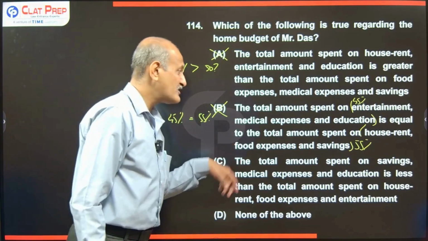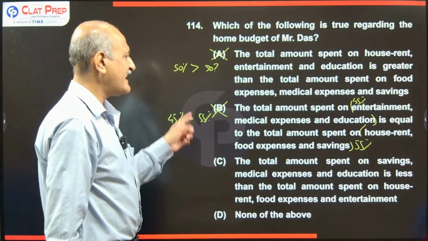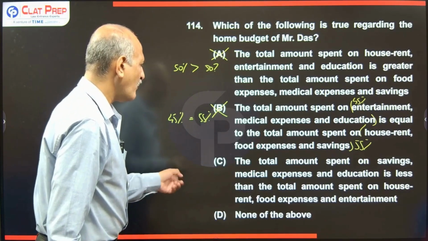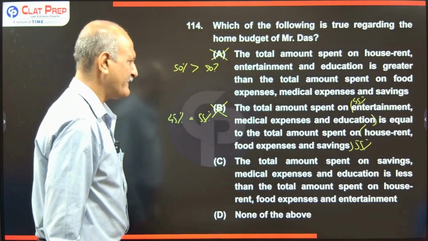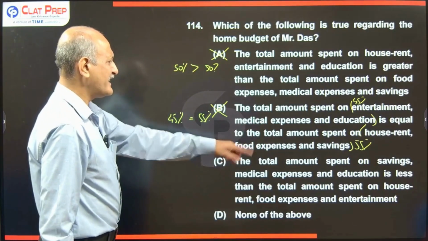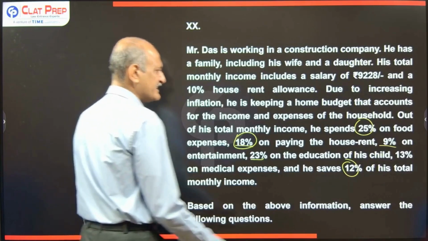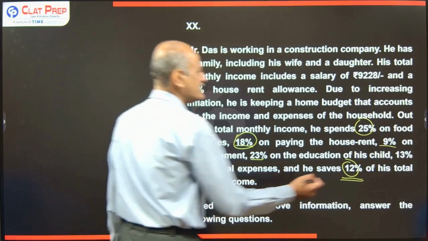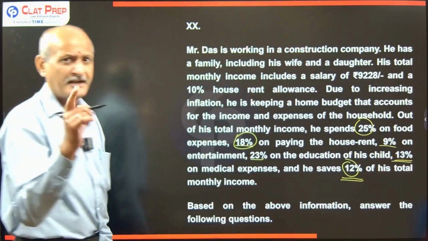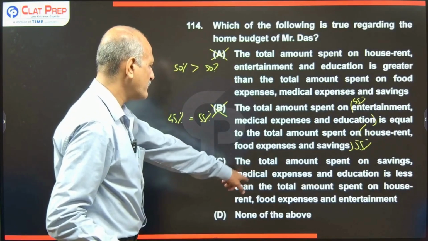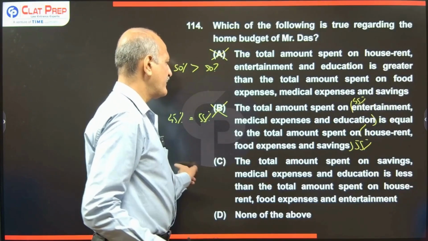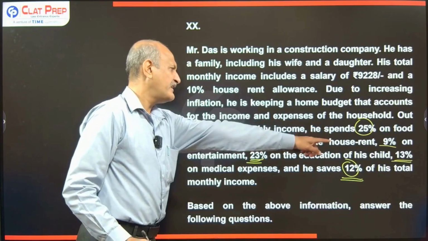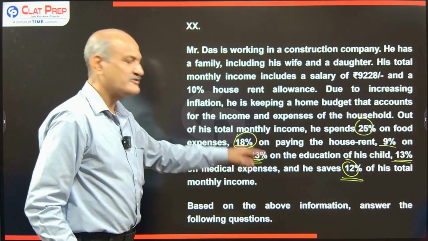It reads, the total amount spent on savings, medical expenses and education, 3 categories, is less than the total amount spent on house rent, food expenses and entertainment. So let's calculate for savings, medical expenses and education. Savings is how much? It is 12%. On medical expenses, how much is it? It is equal to 13%. 12 plus 13, how much? It is 25. And then education, how much is it? It is 23%. So 25 plus 23, how much? It comes equal to 48.